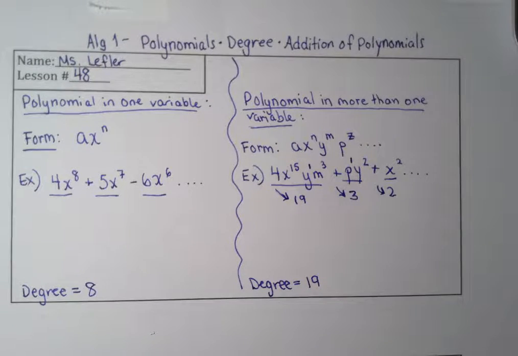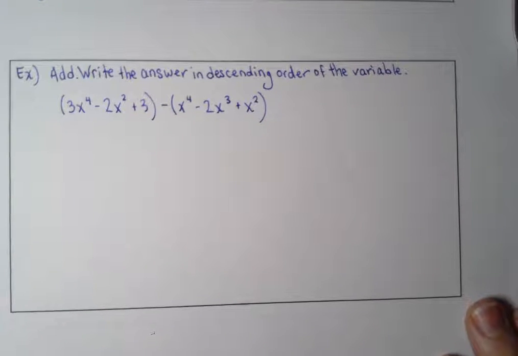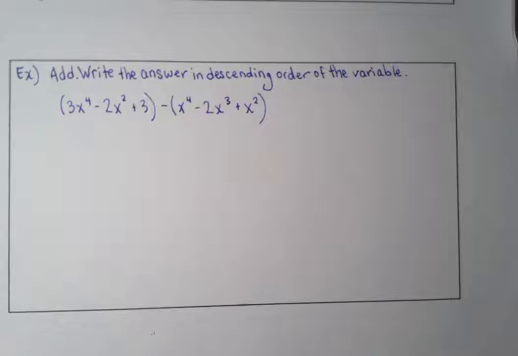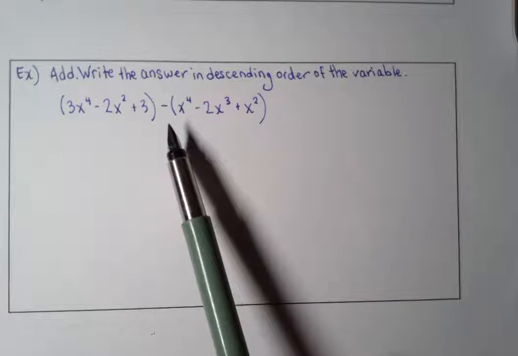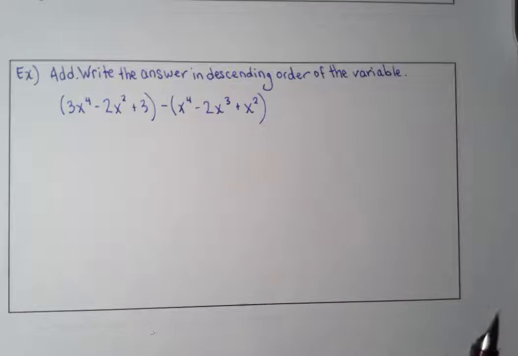The first thing we're going to do is add or subtract them. So in this example, please write this down. We're asked to add the polynomials, or in this case subtract, and write the answer in descending order of the variable. Descending order means that the highest power goes first, and then the next highest, and so on, all the way down to the lowest power.